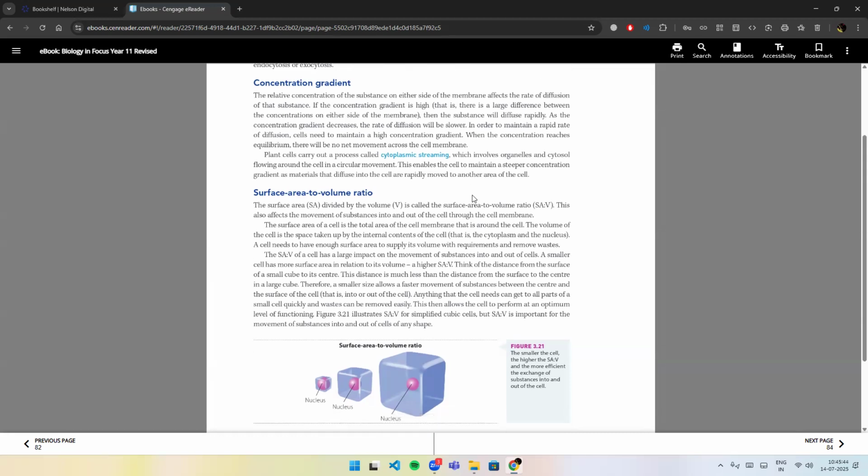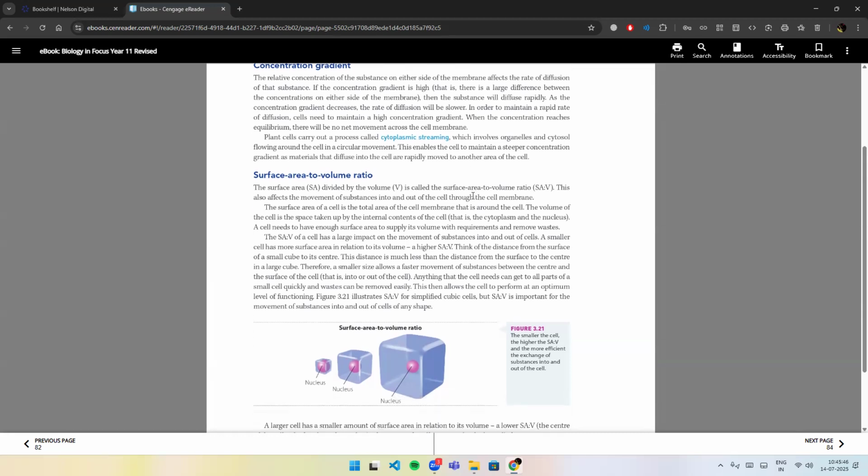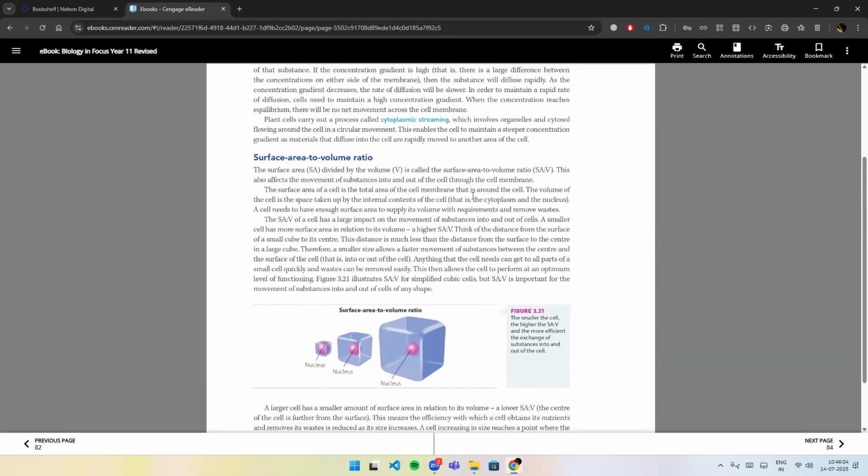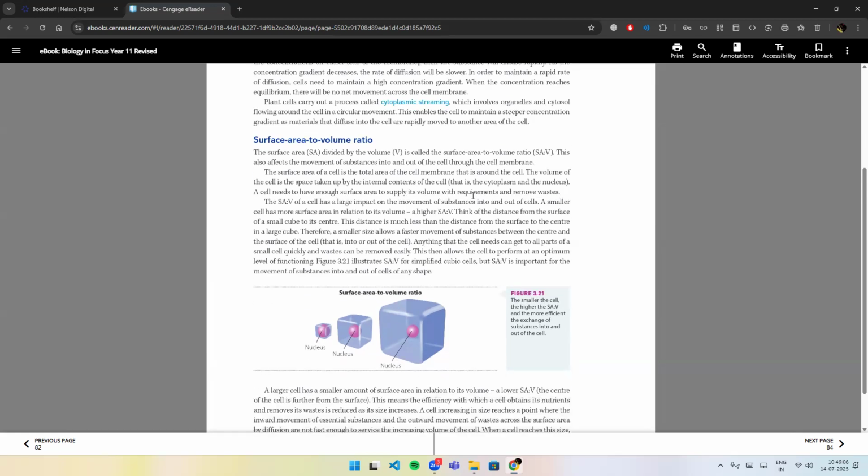Concentration gradient. The relative concentration of the substance on either side of the membrane affects the rate of diffusion of that substance. If the concentration gradient is high, then the substance will diffuse rapidly. As the concentration gradient decreases, the rate of diffusion will be slower. In order to maintain a rapid rate of diffusion, cells need to maintain a higher concentration gradient. When the concentration reaches equilibrium, there will be no net movement across the cell membrane.